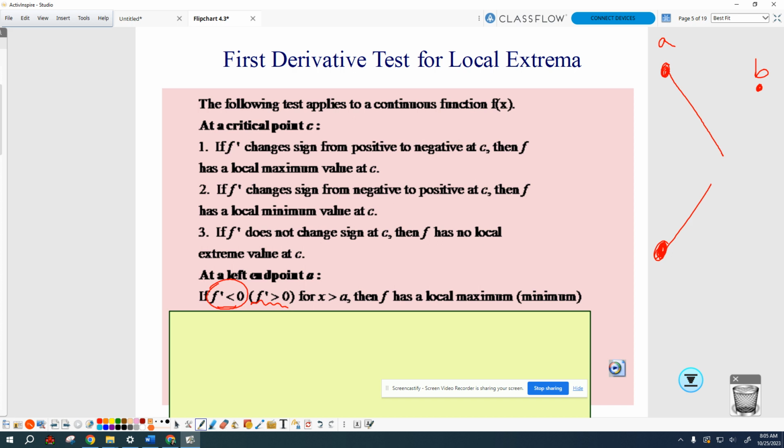Ethan, what if it's the other endpoint? The right endpoint. And the slope from this side, I'm telling you, pick one, positive or negative. If the slope from the left side of my right endpoint is positive, is B going to be a local maximum, local minimum, or we don't know? Maximum. Because why? The slope was going positive until the end.